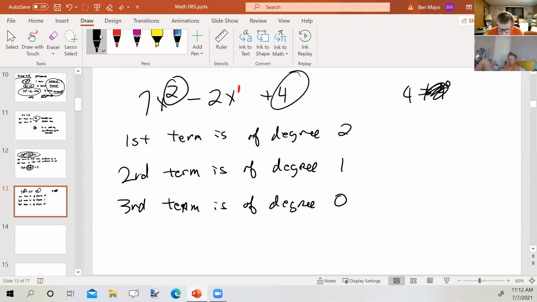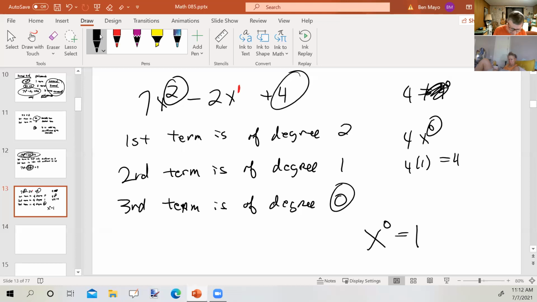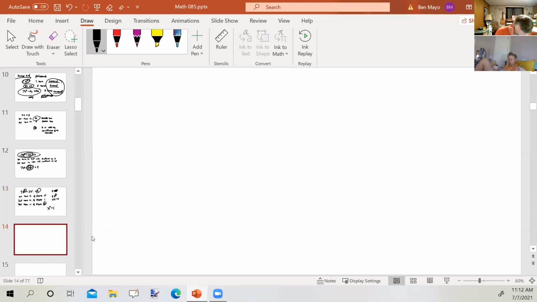And here's another thing that's a little bit tricky. If you have a variable with 0 as an exponent, that is equal to the number 1. So 4 could also be written as 4x to the 0 power, which would be 4 times 1, or 4. Anyway, suffice it to say, if you have a constant term, a term with just a number, and you're talking about the degree of the term, algebraically, it's of degree 0. Okay?